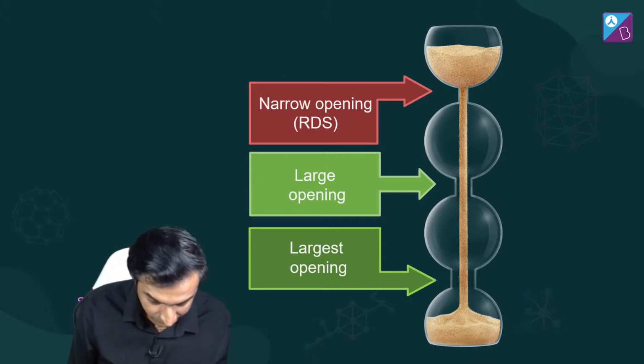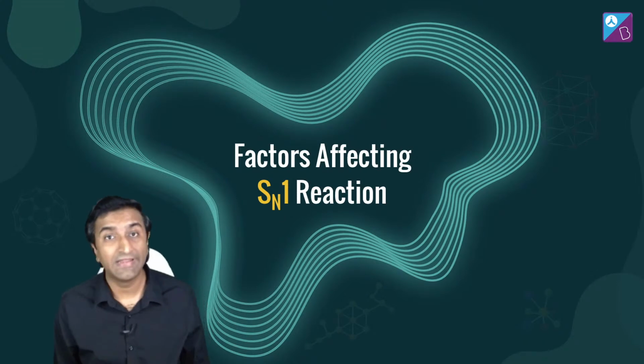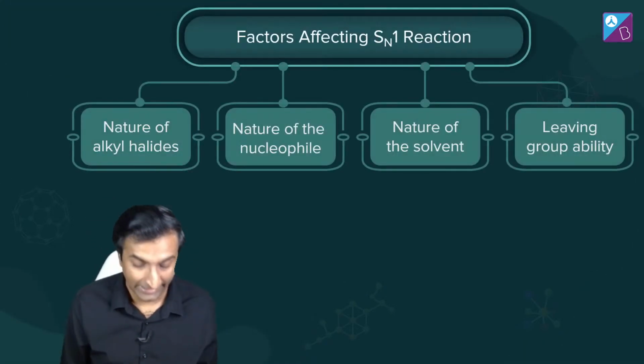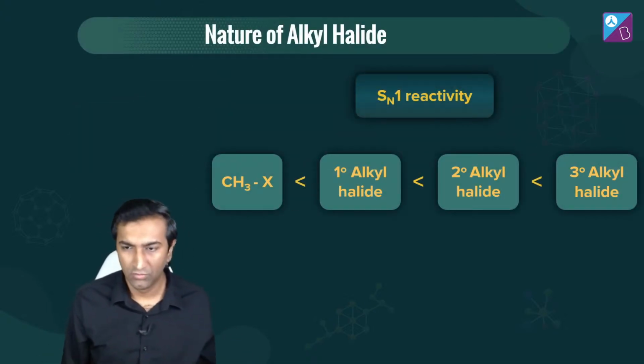All right. What are the factors that affect SN1 reaction? The first one is the nature of your alkyl halide. You know this one, right? Tertiary greater than secondary greater than primary. So this I've already told you, right?